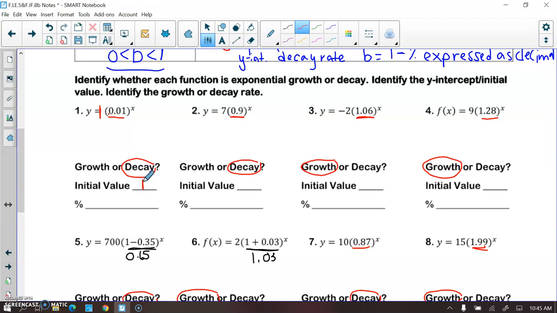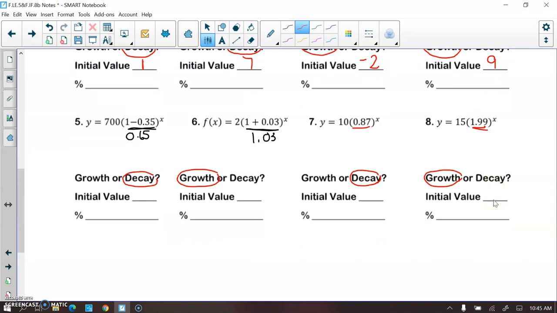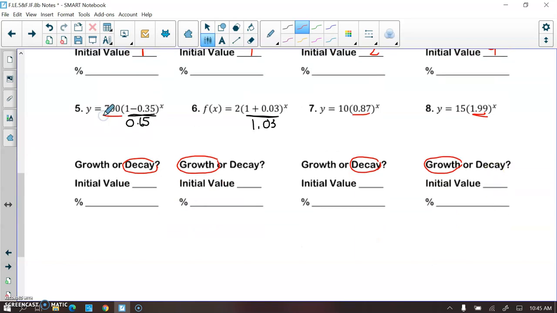For number 2, your a value, the number that's being multiplied by your b value, is 7. For number 3, your a value is -2. For number 4, your a value or initial value is 9. For number 5, your initial value is 700. For number 6, your initial value is 2. For number 7, your initial value is 10. And for number 8, your initial value is 15.